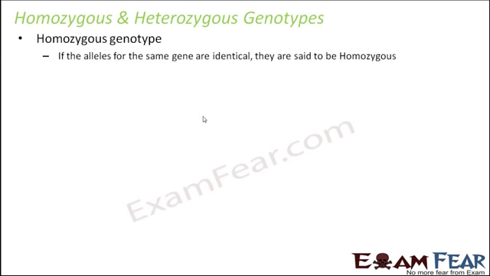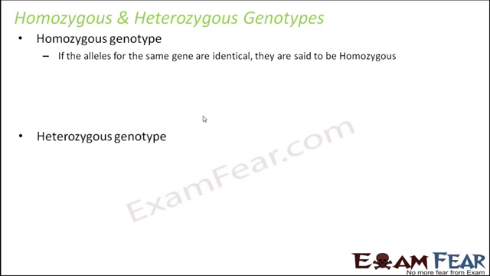Now let us see what are homozygous and heterozygous genotypes. Again we got homo-hetero. By now we know homologous and heterologous chromosomes. We also know homozygous and heterozygous organisms. Now we will see homozygous and heterozygous genotypes. They are basically the same. So what are homozygous genotypes? Where both the alleles are identical. Organisms with a homozygous genotype are also called homozygous organisms. Both mean the same.